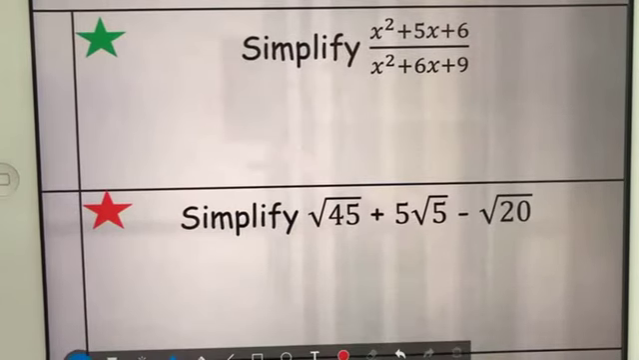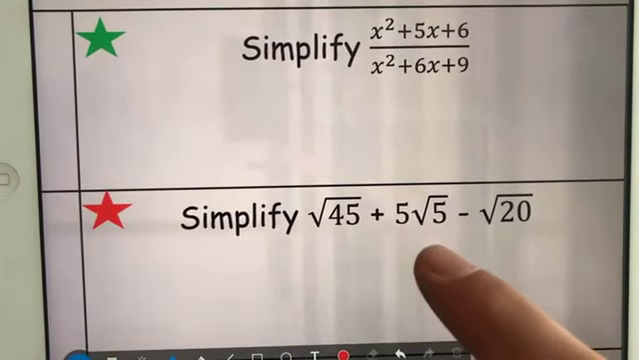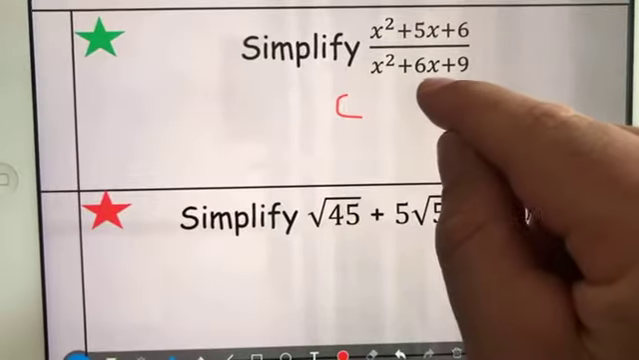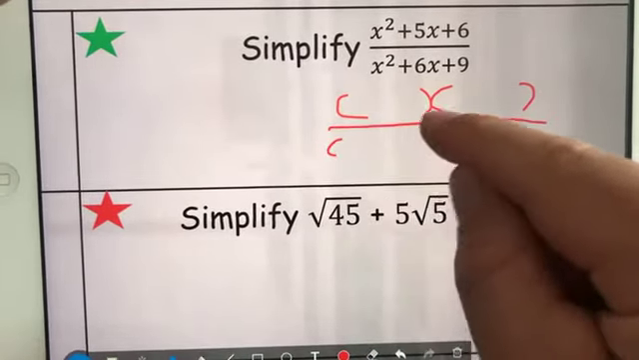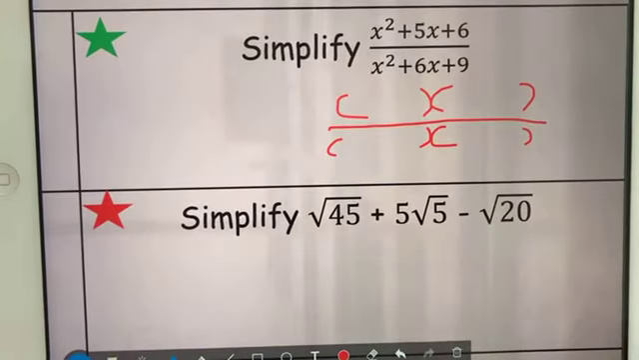Now this is the same as the first one, so we're going to be factorising into 2 double brackets. The top one is going to make 2 double brackets, and the bottom one is going to make 2 double brackets, because it's an x squared.